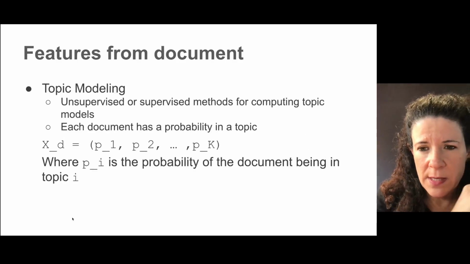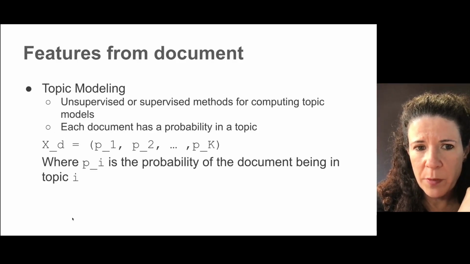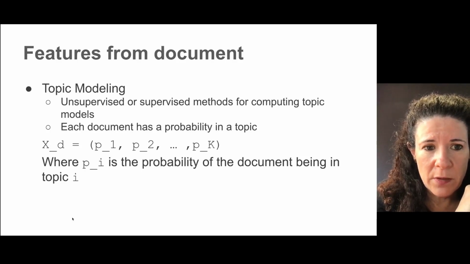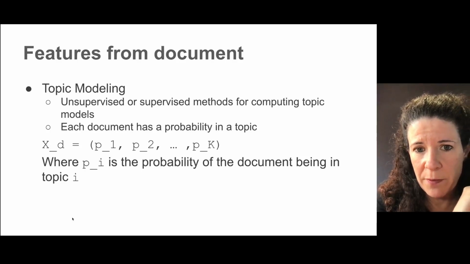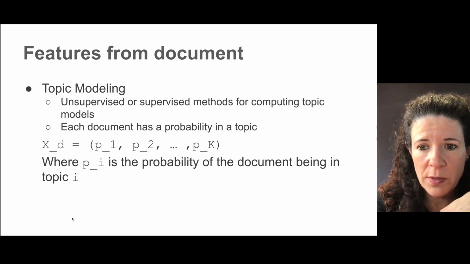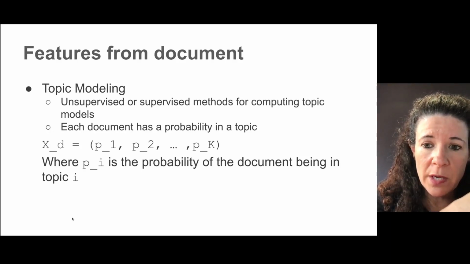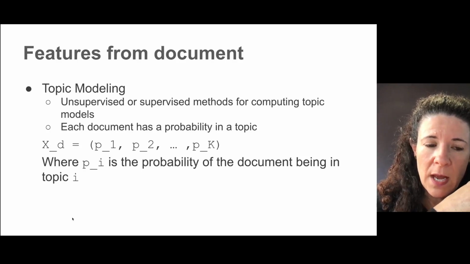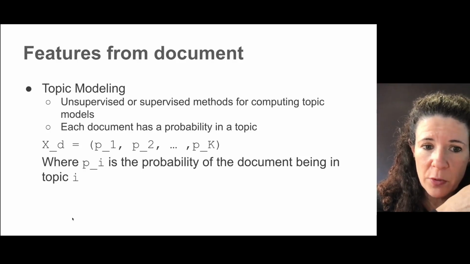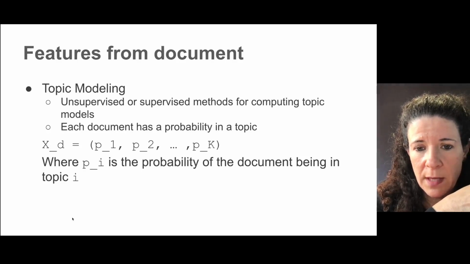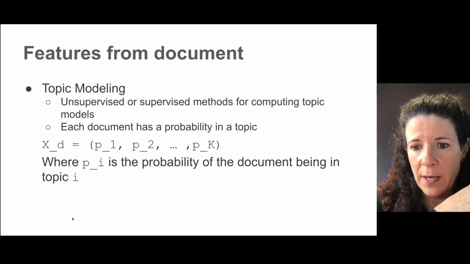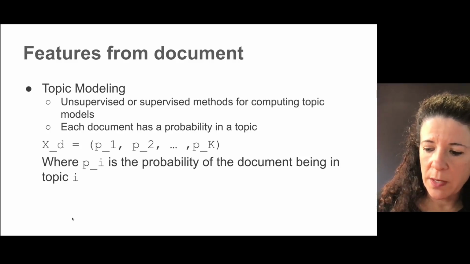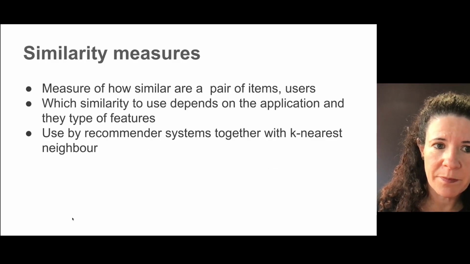There is another way of computing features for documents that people use, called topic modeling. So you use some kind of unsupervised or supervised method to compute some topic models, and then you can represent your document as a vector P1, P2, ..., Pk, in which Pi is the probability that a document belongs to topic i. That's another way that people represent documents.